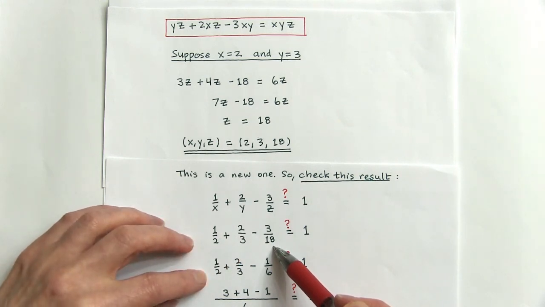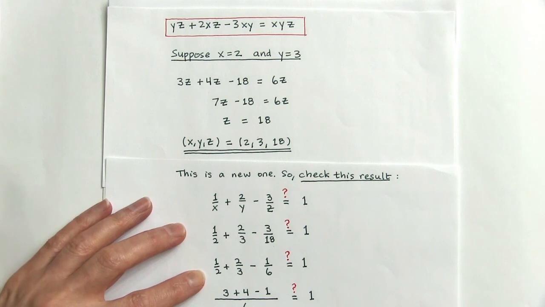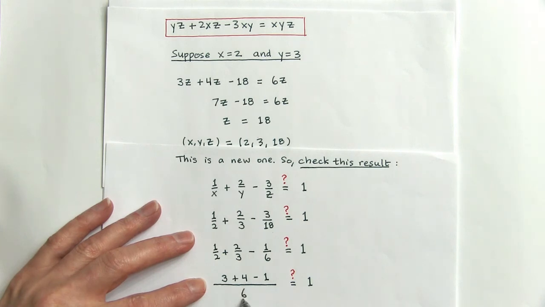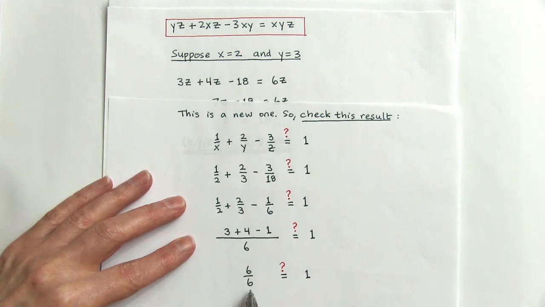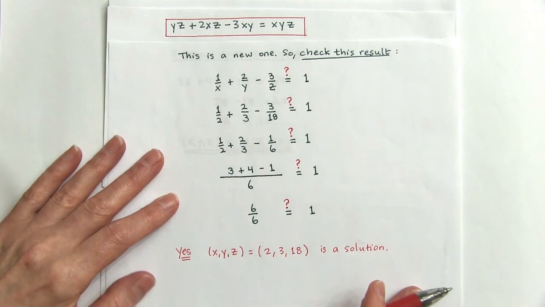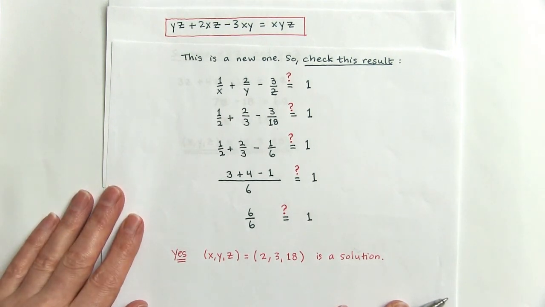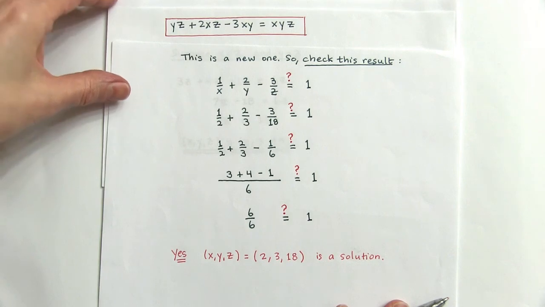And we see that this is 1/2 plus 2/3 minus this reduces to 1/6. And finding a common denominator, I have 3 plus 4 minus 1 over 6. And this indeed does equal to 1 because the numerator is 7 minus 1, which is 6. So my left-hand side is 6 over 6, which is 1. And so yes, the single point x, y, z is 2, 3, 18 is a solution to the equation. And we've solved our fourth and final case for this problem. And let's write that down and summarize our results.